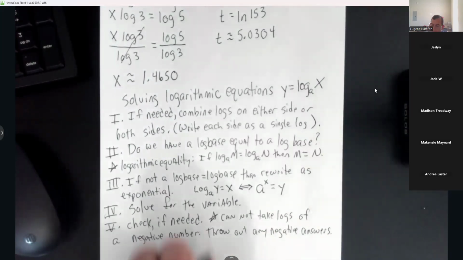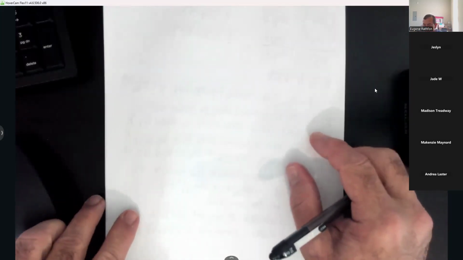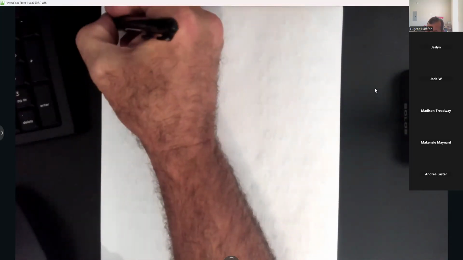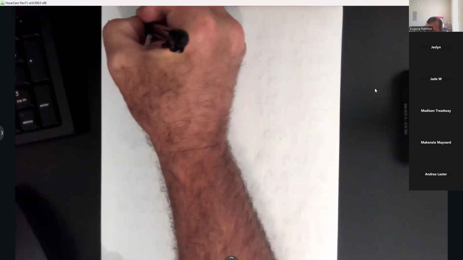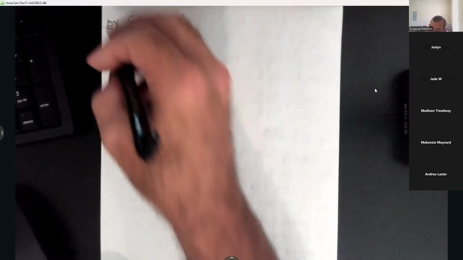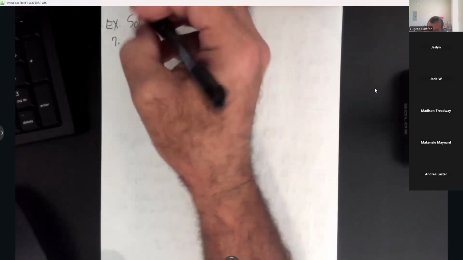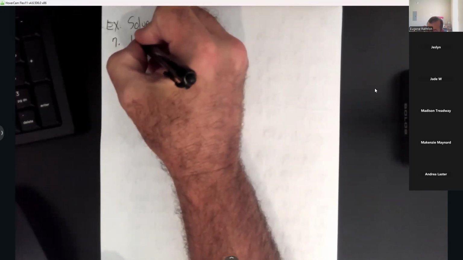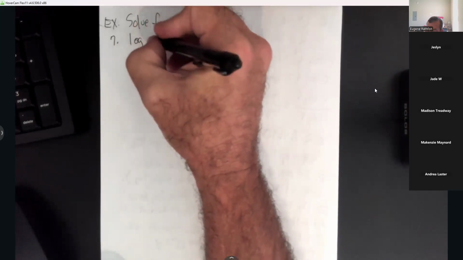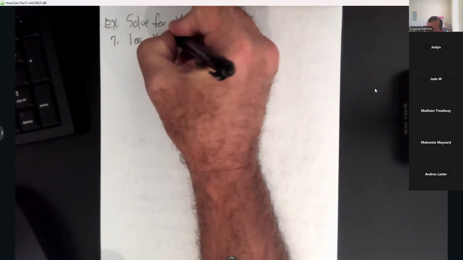Y'all, so let's start working our logarithmic ones. These will be the same way. They'll say solve for x. All right, y'all, so for number 7, they gave me a log base 4 of x equals 2.